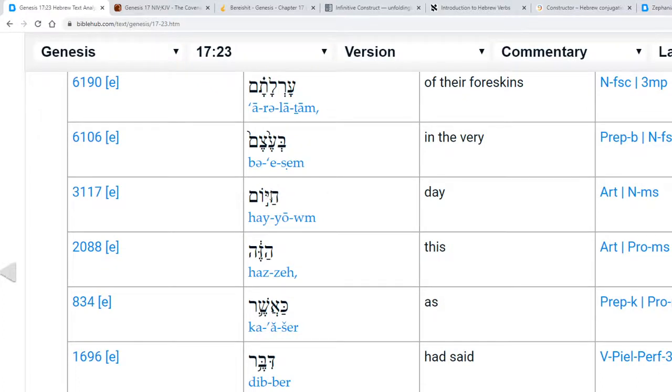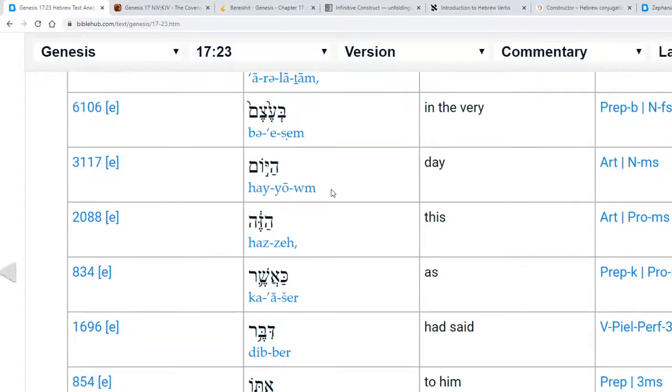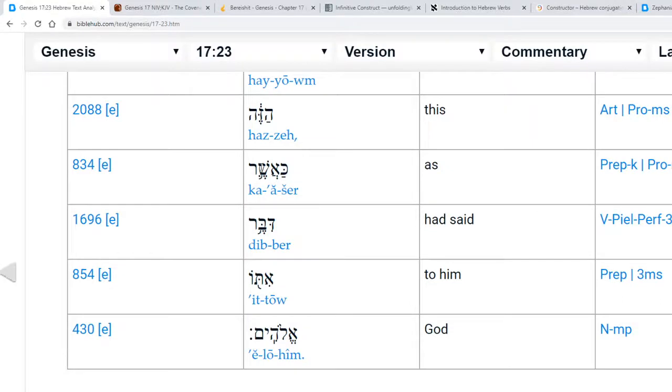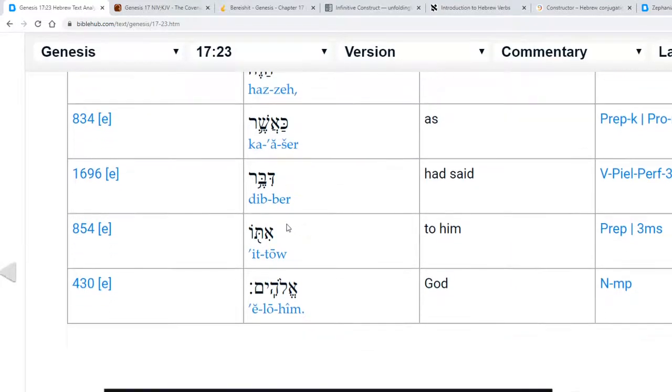Be'etzem hayom, of the day. Ha is the article, yom hazeh, of that day. Be'etzem hayom hazeh, of that day. Zeh is a pronoun, masculine singular, because yom is masculine singular. Ka'asher, prepositional kaf, as. Asher is the relative pronoun. Ka'asher, as, just like. I would actually translate it that way. Diber, spoke. It's the perfect form of the root dalet bet resh, to speak. Ito, with him. This is not the direct object marker, it's a preposition. Ito, Elohim, God.